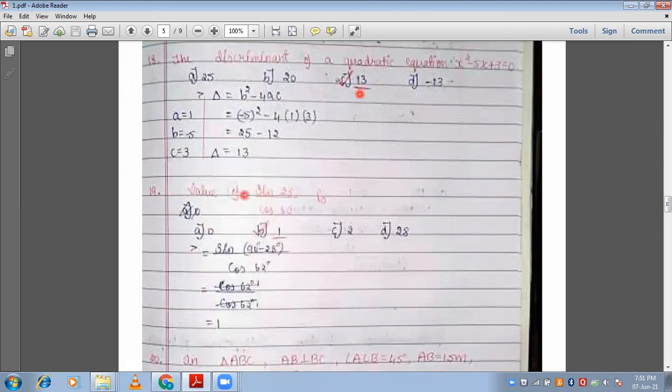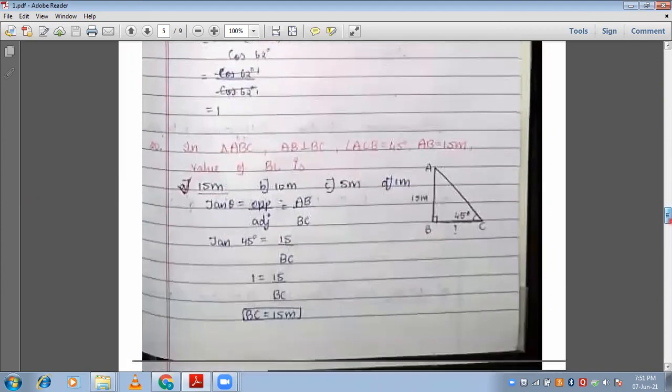Next, 19th question: the value of sine 28 degree divided by cos 62 degree is dash. Apply complementary angles: sine 28 is cos of 90 degree minus 28, which is cos 62, divided by cos 62 equals 1. Next question.